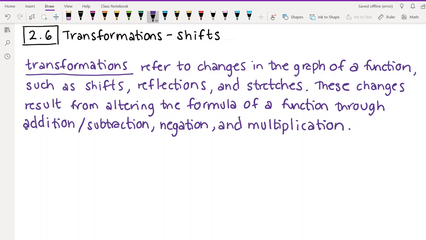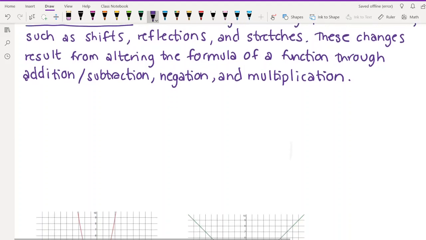So basically the idea is that we're going to graph things not by plotting points, but by looking at what changes have been made in the formula of the function and using those ideas to sketch the graph. This is really important because it will continue to come up, especially in Pre-Calculus 2. It's going to be really important that you know how transformations work, as well as in later calculus classes.